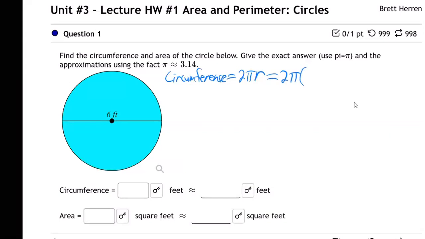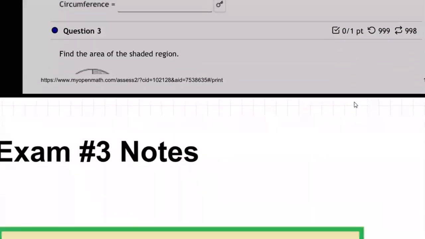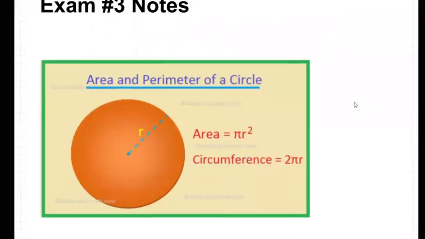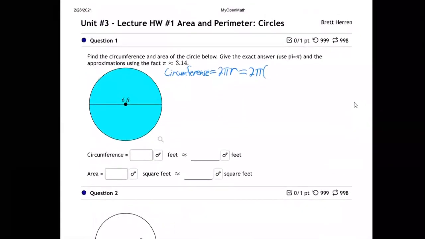Well, the radius, look back at the picture here. Notice the radius is from the middle to the edge, isn't it? The radius is just halfway across the circle. It's not all the way, because this would be all the way, but the radius is just from the middle to the edge, halfway across. That's the radius.